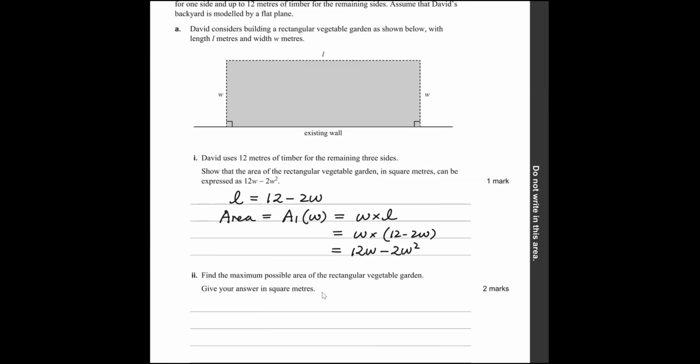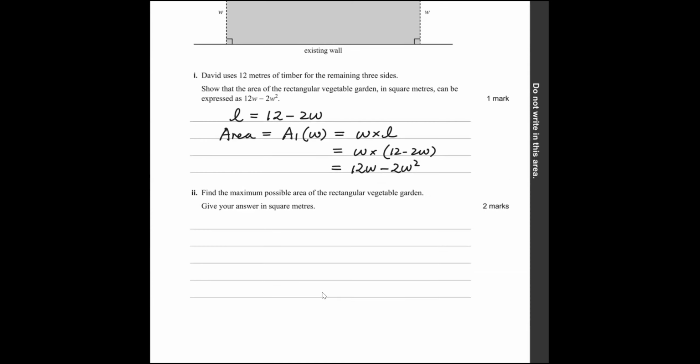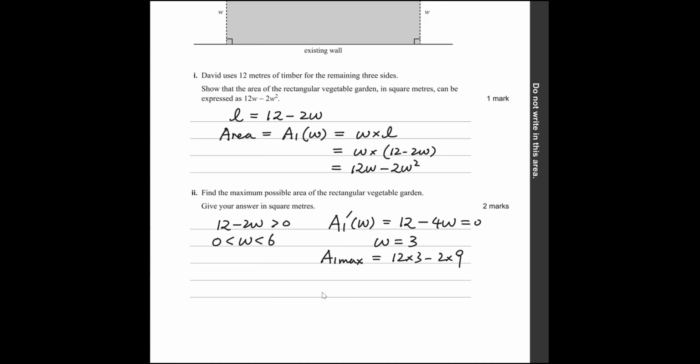Next thing is we want to find the maximum possible area. Well, this is too easy. We just need to realize 12 minus W must be greater than 0. So W must be less than 6, between 0 and 6. And yeah, this is pretty much a quadratic problem, but you can take the derivative, 12 minus 4W equals 0. So W equals 3, and A1 maximum equals 12 times 3 minus 2 times 9. So you actually get 36 minus 18. That is 18 meters squared.